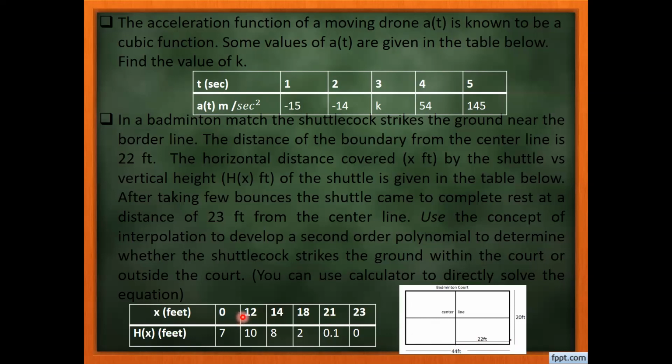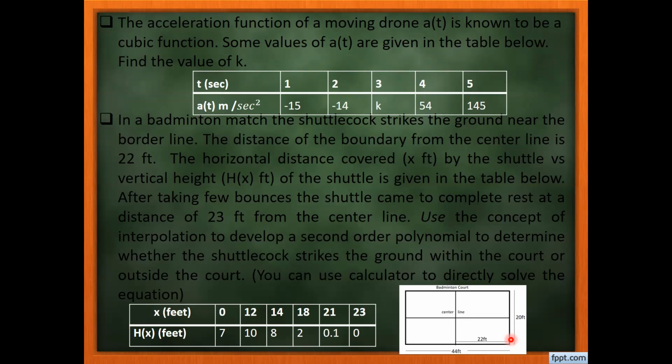So I need to develop a Lagrange polynomial. When the shuttle strikes the ground, the height should be equal to 0. So I will develop a Lagrange polynomial for the height of the shuttle, put that polynomial equal to 0, and solve to get the value of x, the horizontal distance from the center line. If that distance comes out to be less than 22, the shuttle strikes inside the court, and if it is greater than 22, the shuttle strikes outside the court. So the strategy is to develop a Lagrange polynomial for the height of the shuttle, put it equal to 0, solve it for x, and then analyze whether it strikes inside or outside.